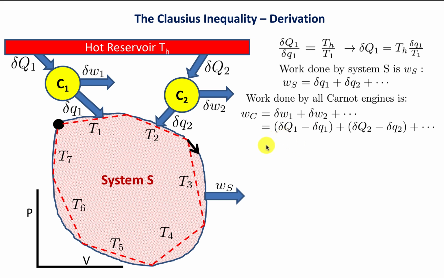Now, let us add the two works together. So the total work that's done is the sum of the work done by the system plus the work done by all the Carnot engines.